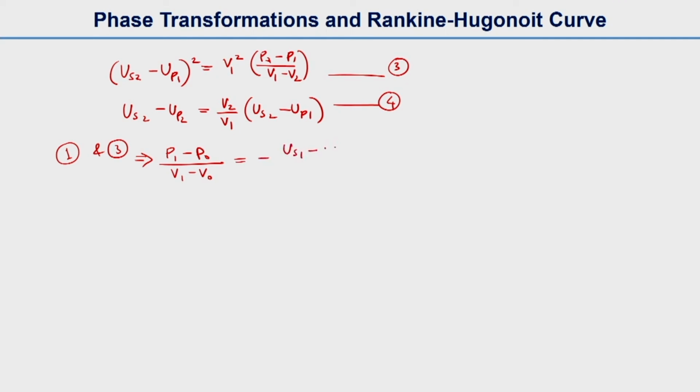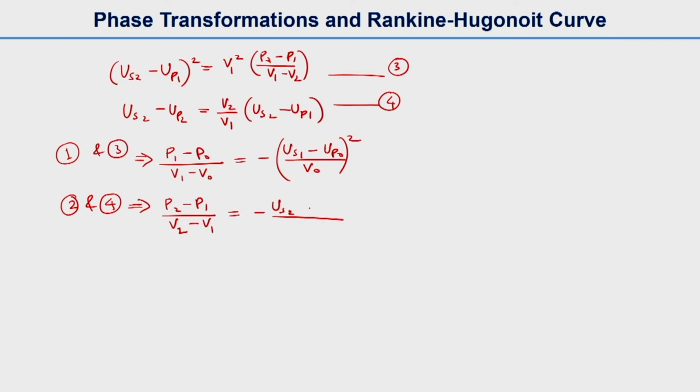So US1 UP naught divided by V naught square, and then if you see the expressions number 2 and 4, from there we can have P2 minus P1 divided by V2 minus V1 is equal to minus US2 UP1 divided by V1 whole square. So this is number 5 and this is number 6.